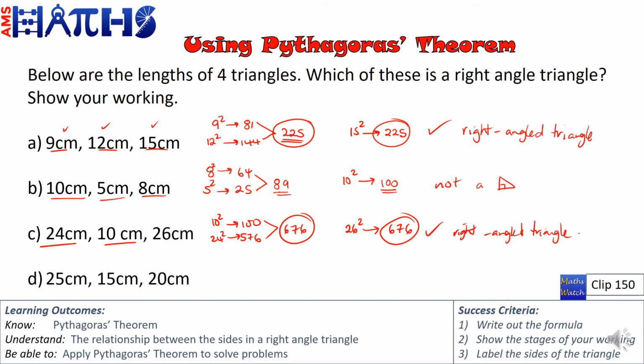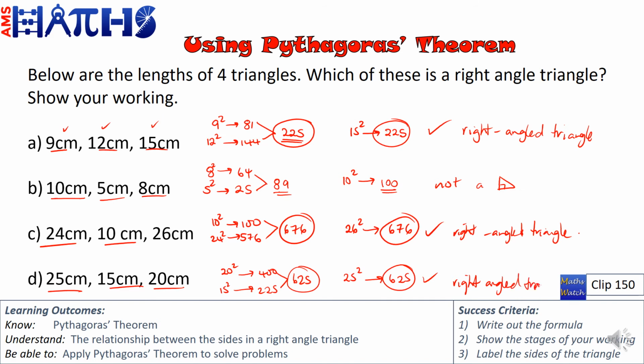Alright, let's check for D. The 2 shorter sides are 15 and 20, so we need to square 20, which gives us 400, and square 15, which gives us 225. When we add these together, we get 625, and then we also need to square the longest side, which is 25 squared, and that's 625. They're both equal, so therefore means that we have a right angled triangle. Make sure you write down examples of these.